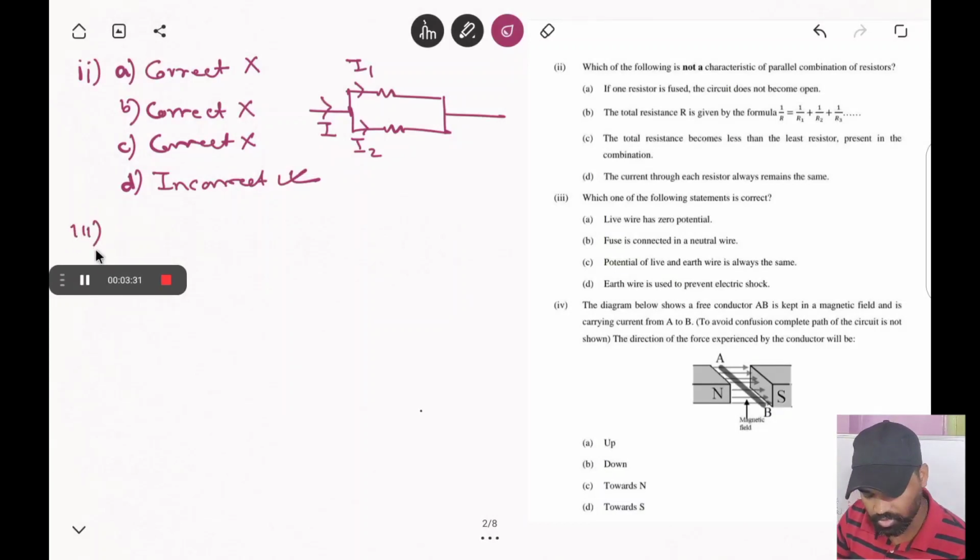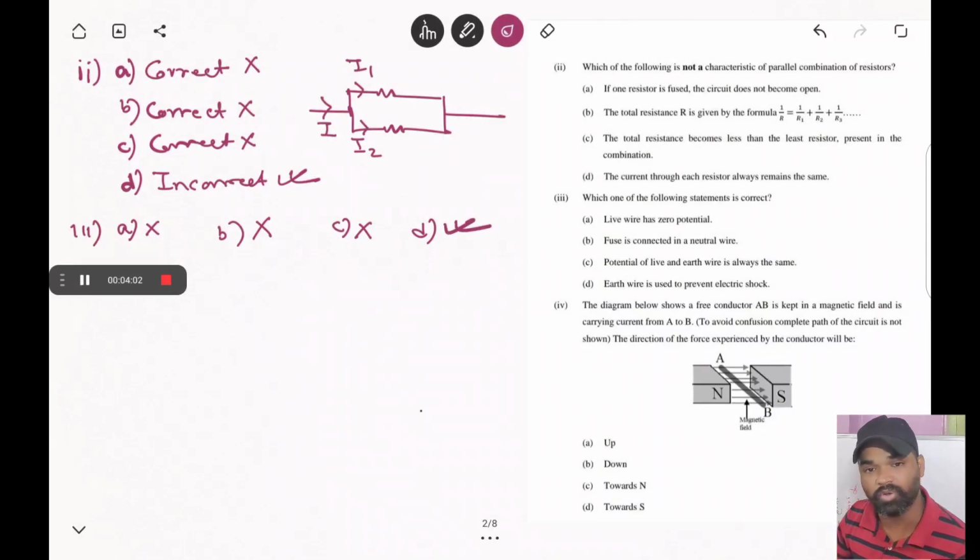Number 3. Which one of the following statements is correct? Live wire has zero potential. Never. Just touch it and then you'll come to know. So A is wrong. B, fuse is connected to the neutral wire? No, it's connected to the live wire. C, potential of live and earth wire is always the same? No. Number D, earth wire is used to prevent electric shock. We have been doing this for so long. Yes, that's my correct option. Option D is my correct option.